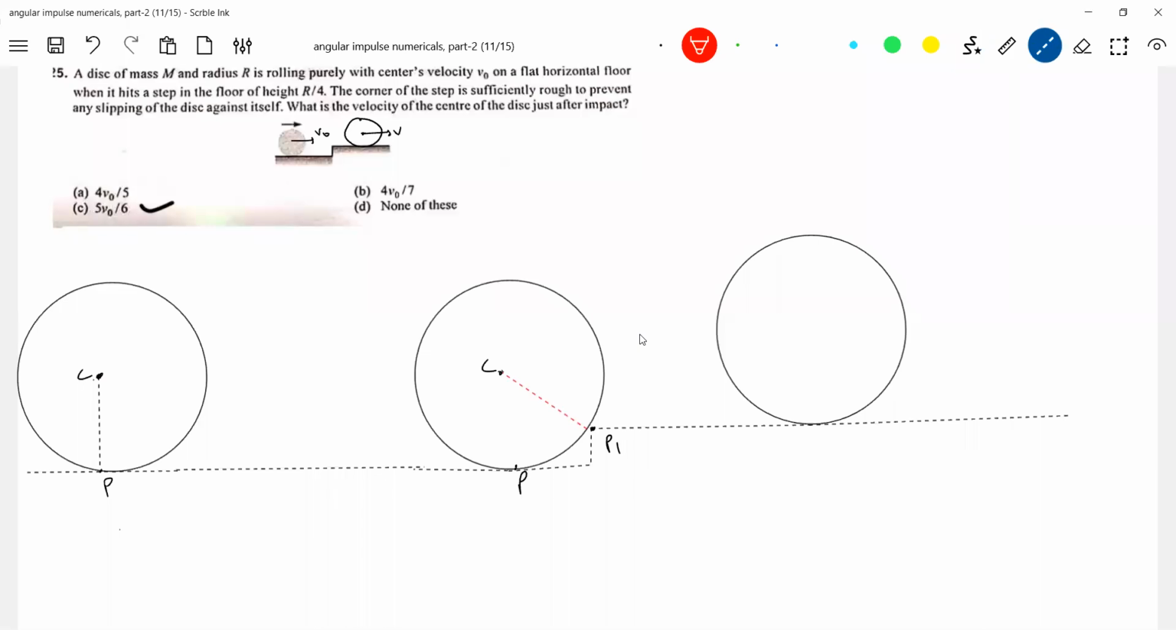I think I'm helping you so much with the diagram. At least now, pure rolling. It's having pure rolling, and the corner of the step is sufficiently rough to prevent any slipping of the disc against itself. It's saying there won't be any slipping at the point P1, and it will successfully roll.